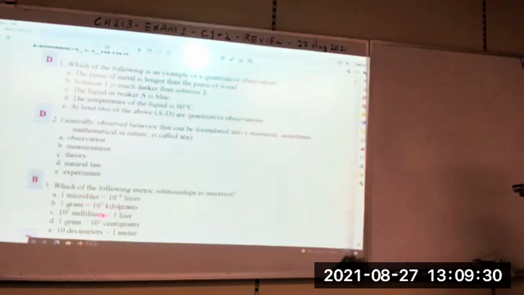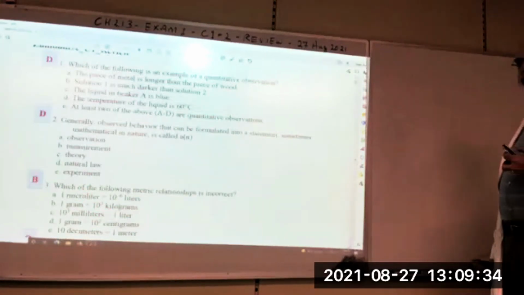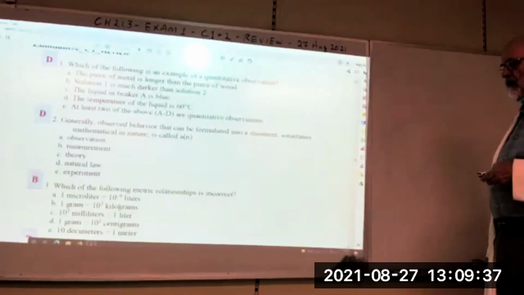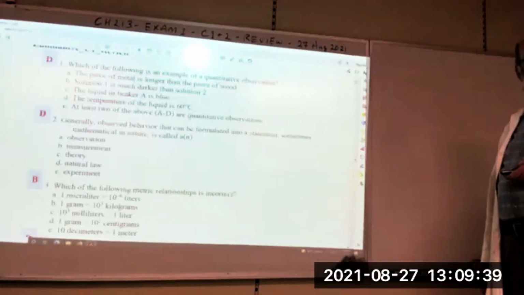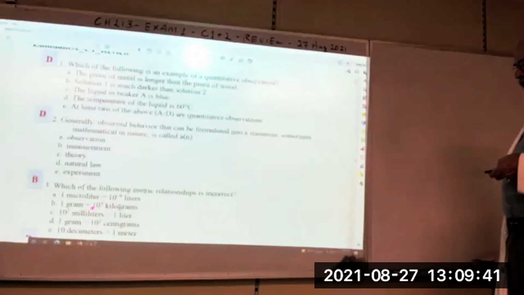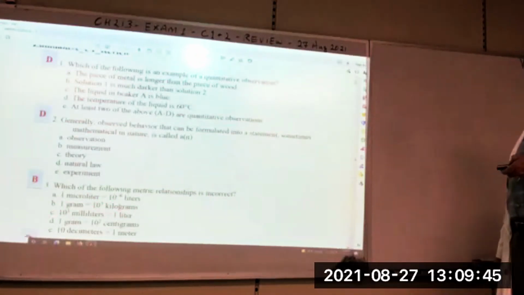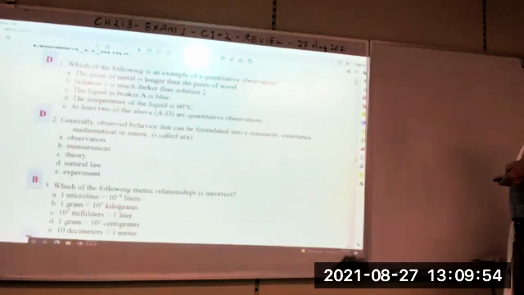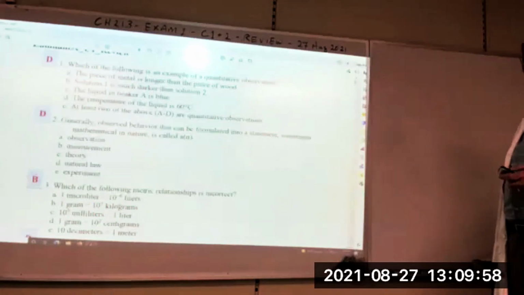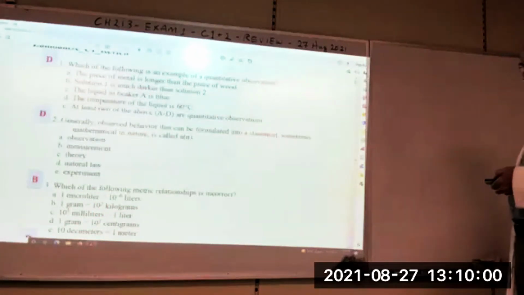1 gram and 10 to the 3rd kilograms. Well, just think about it. Does that make any sense at all? We know that a gram is less than a kilogram, so 1,000 more kilograms is not going to make it any better. That one's obvious without even looking at the rest of it. The base unit is a gram, and a kilogram is 1,000 grams. So this is actually 1,000,000 grams. So that one's obviously wrong.